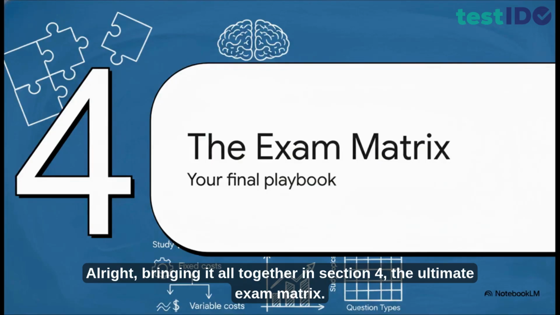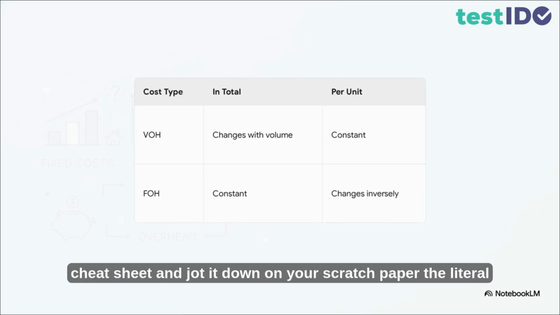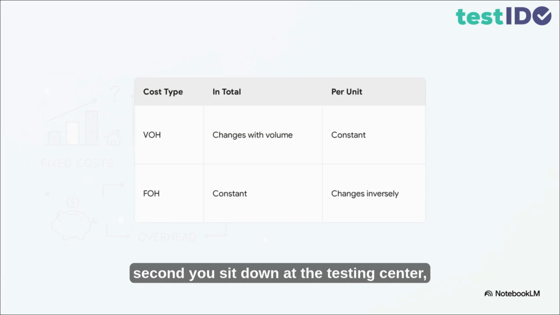All right, bringing it all together in Section 4, the ultimate exam matrix. I really want you to burn this matrix into your brain. If you memorize this perfectly symmetrical 2x2 cheat sheet and jot it down on your scratch paper the literal second you sit down at the testing center, you are going to be unstoppable.